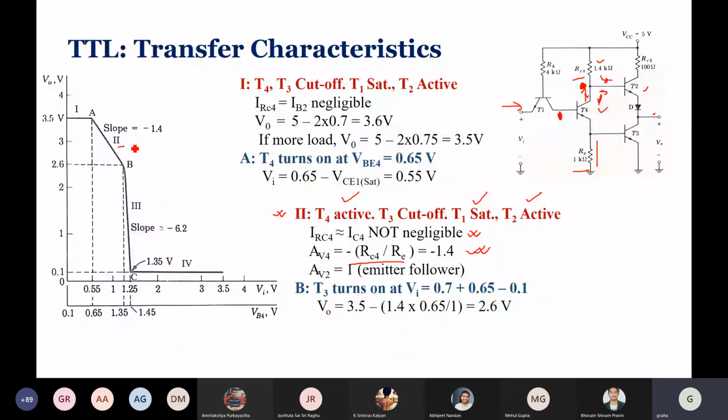Because of this, in this region, as we understand, more current is flowing, right? This voltage, because of the negative sign, is coming down, and in turn, this voltage is also coming down. So this will follow the gain AV4 multiplied by AV2, that is minus 1.4 into 1, that is minus 1.4 itself. How long will it follow this fall, this kind of characteristics?